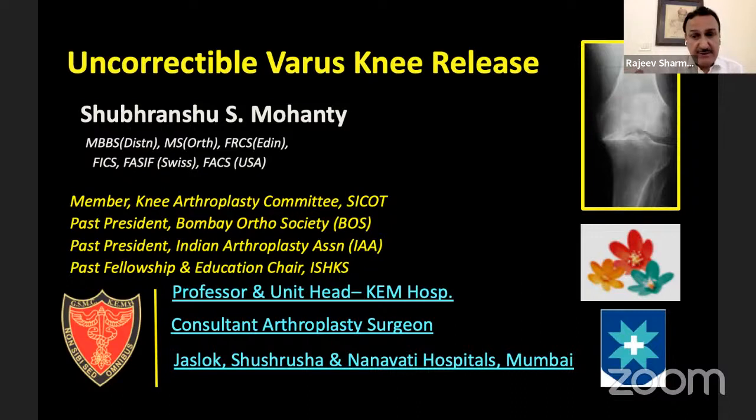If the fragment is very small and not fixable by a screw, then just fix it with one or two anchor sutures. It works very well. Give protected weight bearing for a period of 3 to 4 weeks.